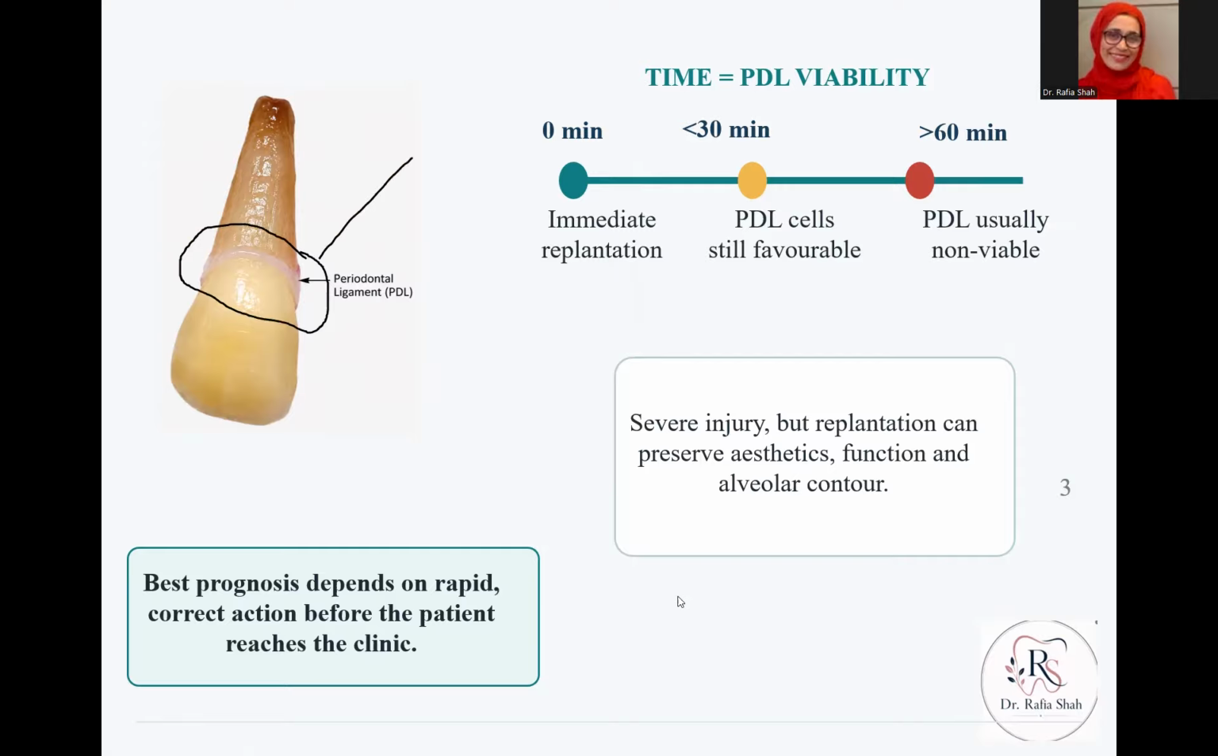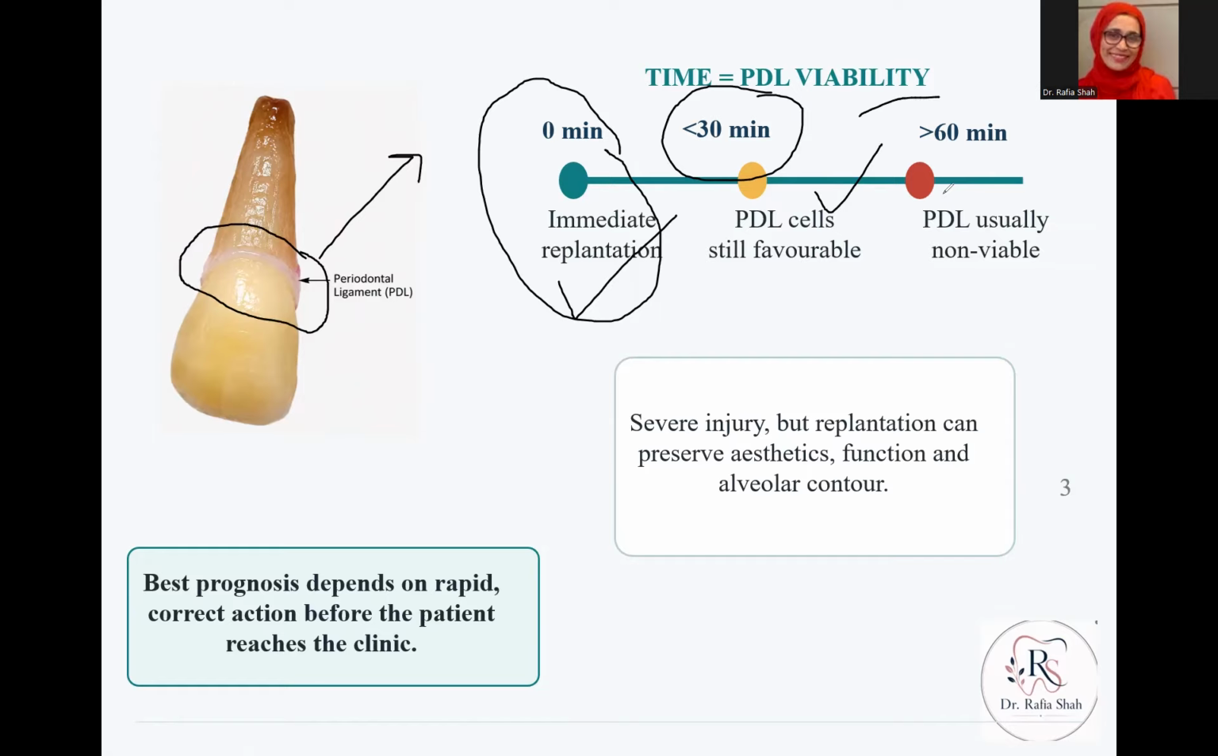So the longer the tooth is outside the oral cavity, the more the tooth is prone to damage and dryness, and the result is poor prognosis. But if the patient has reached us early, far before 30 minutes, or immediately, you replant the tooth and you will get the best results. If the patient has reached us in almost less than 30 minutes, some PDL is viable, the result is favorable, and we can replant the tooth and have good results.